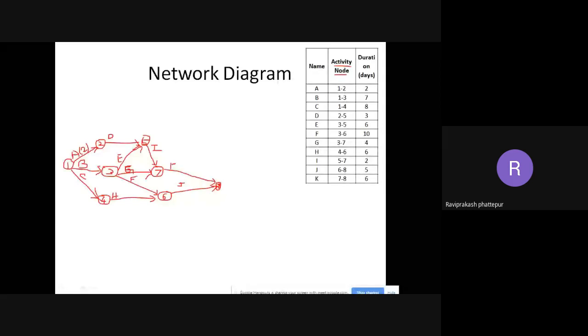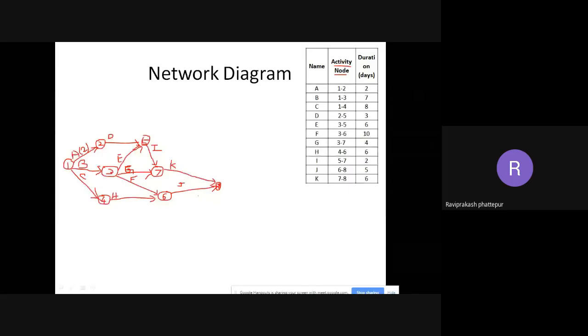Then merge events, yes, we are having merge events. If you see, not 2, 3, 4 merge events are there. One is node 5, node 7, node 6, and node 8. These are merge nodes, where two activities are coming and merging at one node. For node 5, D and E are coming and merging. For node 7, G and I are merging. For node 6, F and H activities are merging.